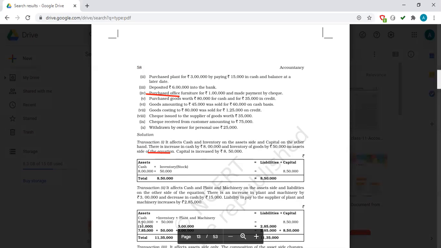Asset was 8 lakh plus 50,000. Out of that, cash is reduced by 15,000. So it becomes 7,85,000, plus inventory 50,000, plus plant and machinery 3 lakhs. This is the asset side. Then in liabilities, look, a liability of 2,85,000 has been created. How did it arise? Because they will pay later, right?